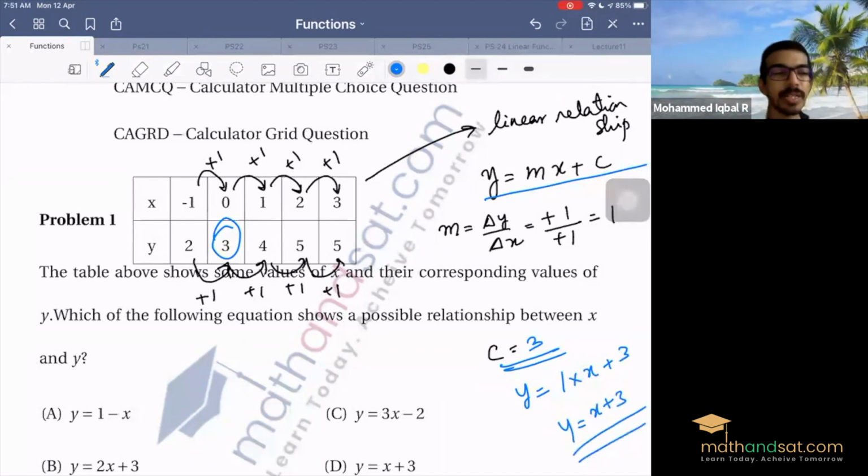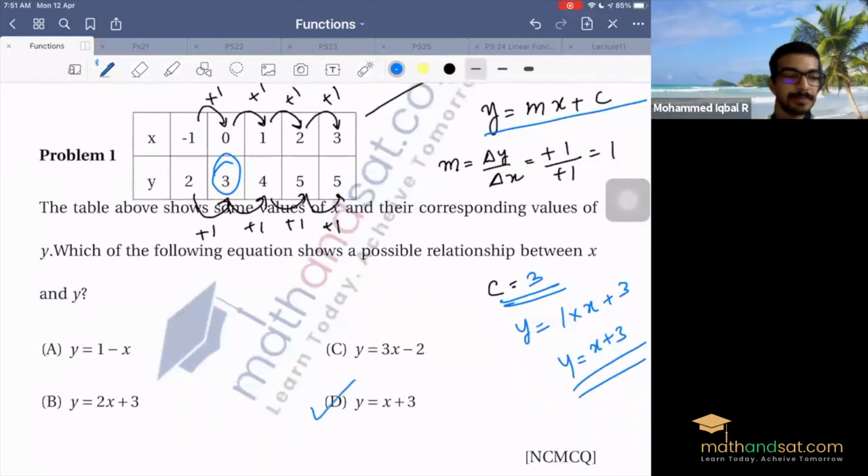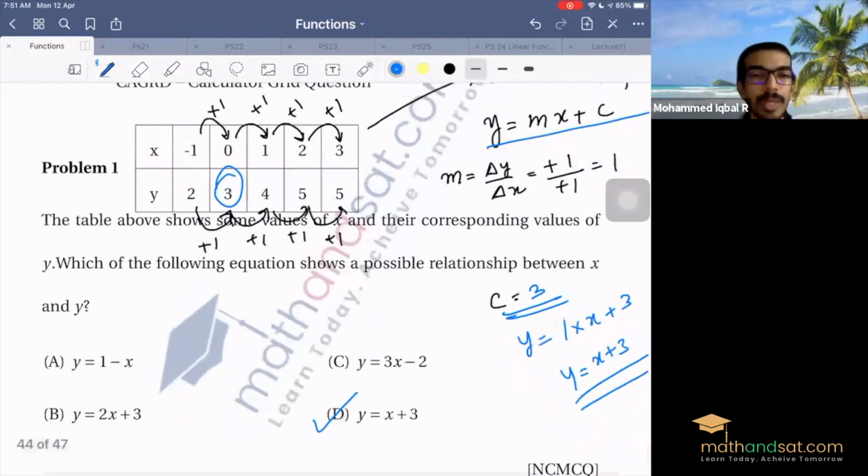This is the general method to do it. But it is not always the case that you have to go ahead with this method. If there is a pattern which you can easily observe, then the answer is very easily obtained by looking at the options. So y is equal to x plus 3 is our answer. Is that okay? Okay for everyone?